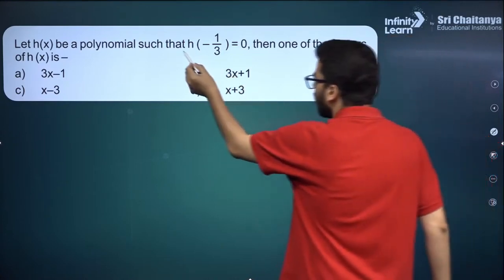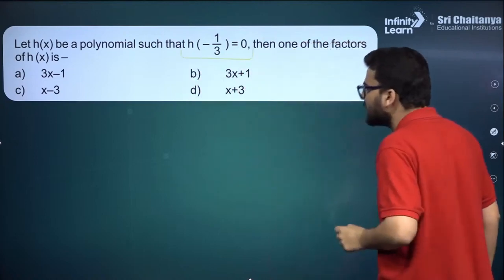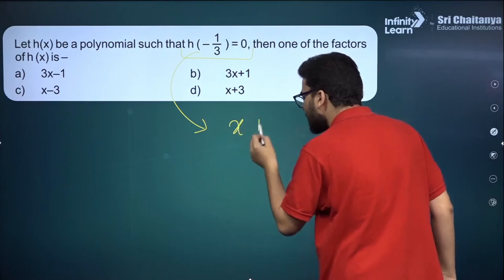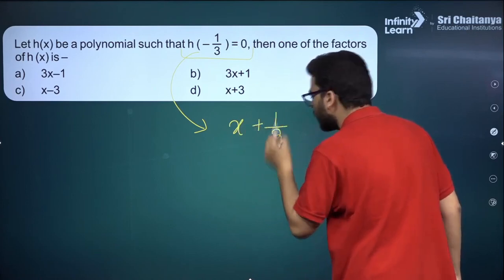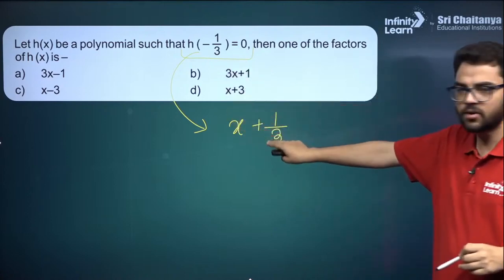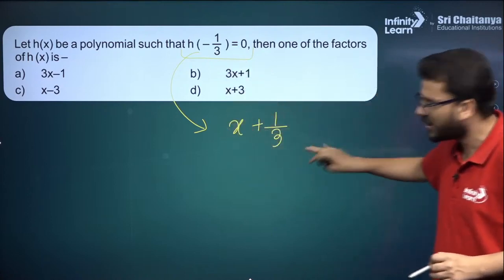So you see h of minus 1 by 3 is 0. It means what I can say? That x plus 1 by 3 is a factor or not? Tell me. Got that logic? H of minus 1 by 3 is 0. It means x plus 1 by 3 is a factor.